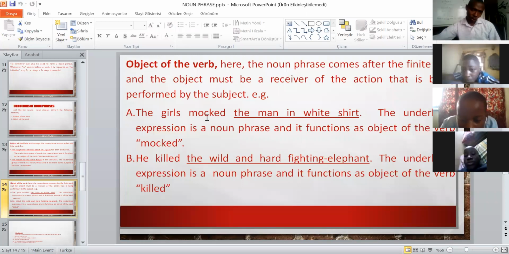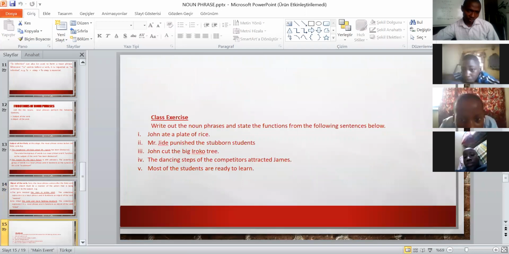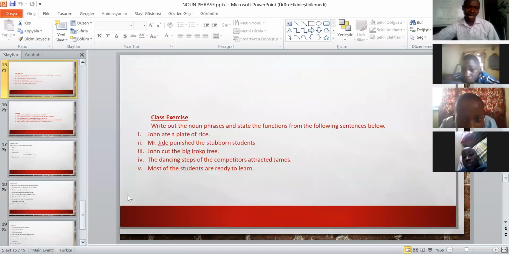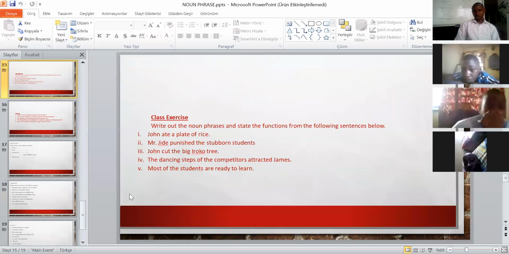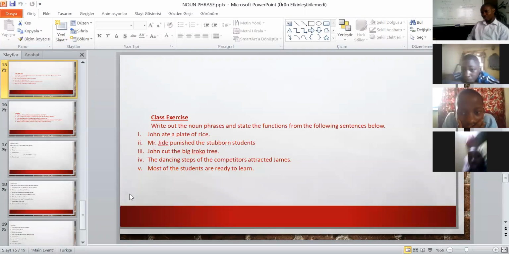Now, I want us to check this exercise out. Exercise. Write out the noun phrases and state the functions from the following sentences below.